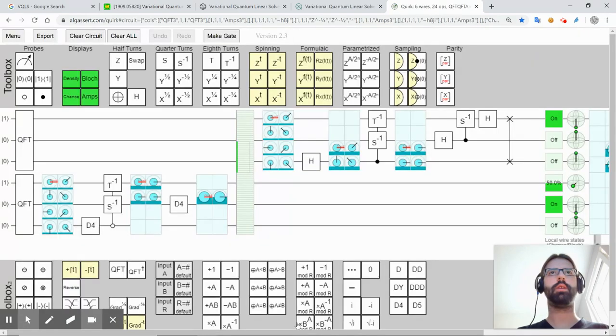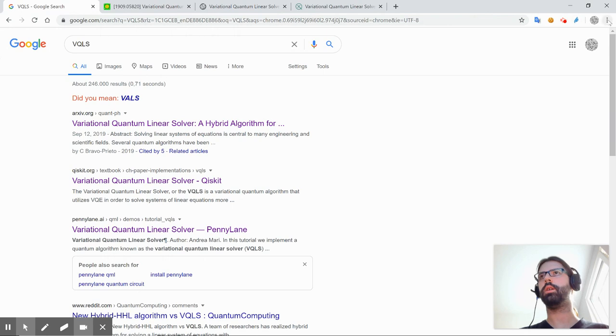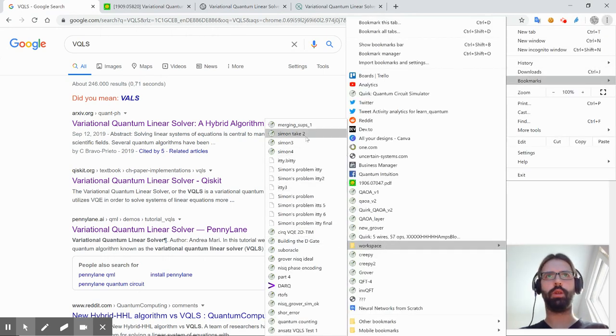Dollar here. What? That's not what I wanted. Bookmarks. Workspace, that's what I wanted.